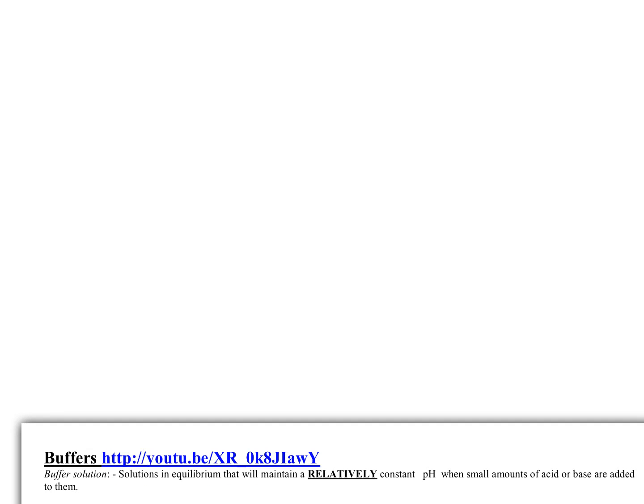So now that you've watched that video, I'm going to go through my notes with buffers, but make sure you keep those visuals in mind as I go on. A buffer solution is a solution in equilibrium that will maintain a relatively constant pH when small amounts of acid or base are added to them.